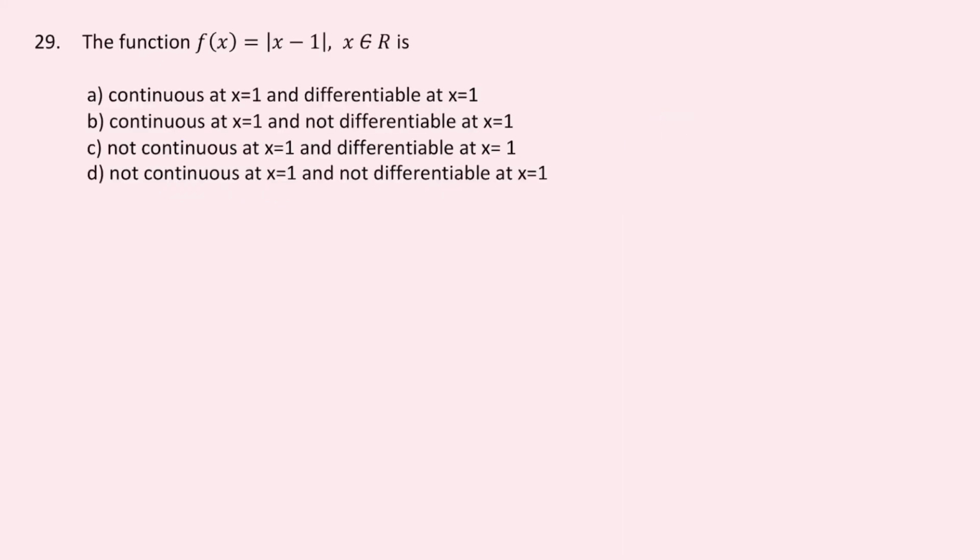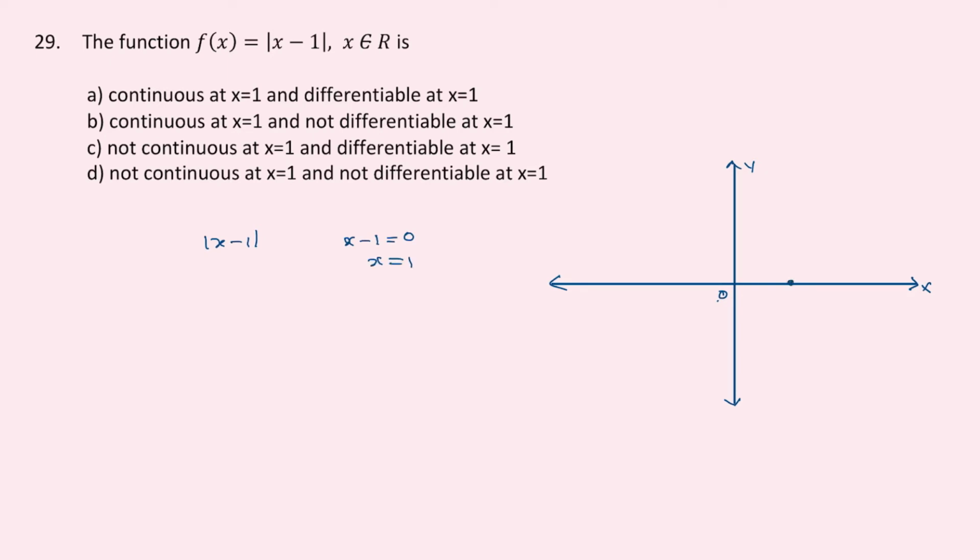Question 29. The function f of x is the absolute value of x minus 1, where x belongs to the real number set R. Then we have to check the continuity and the differentiability of this function at x equal to 1. We all know about the absolute value function. The graph takes a V shape. Here the function is the absolute value of x minus 1. Equate the expression under the absolute value sign to 0. x is 1. The turning point of the graph is at 1.